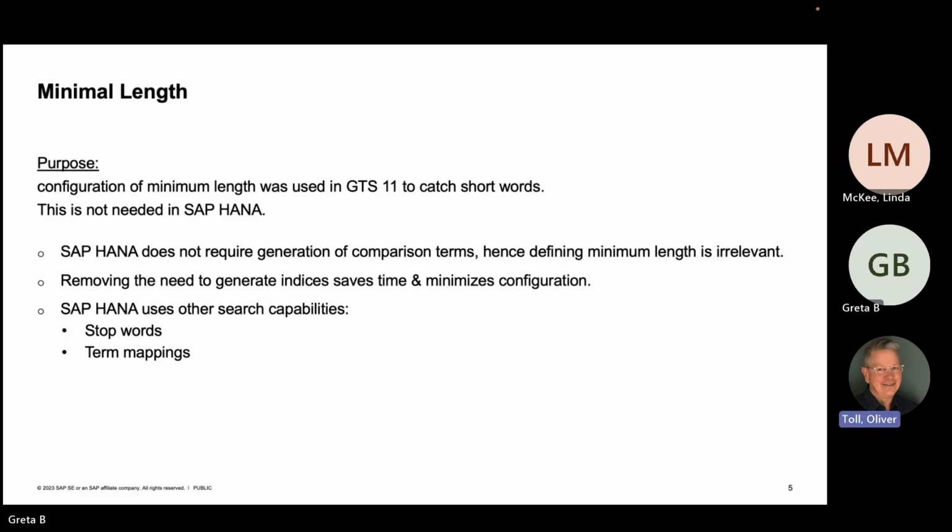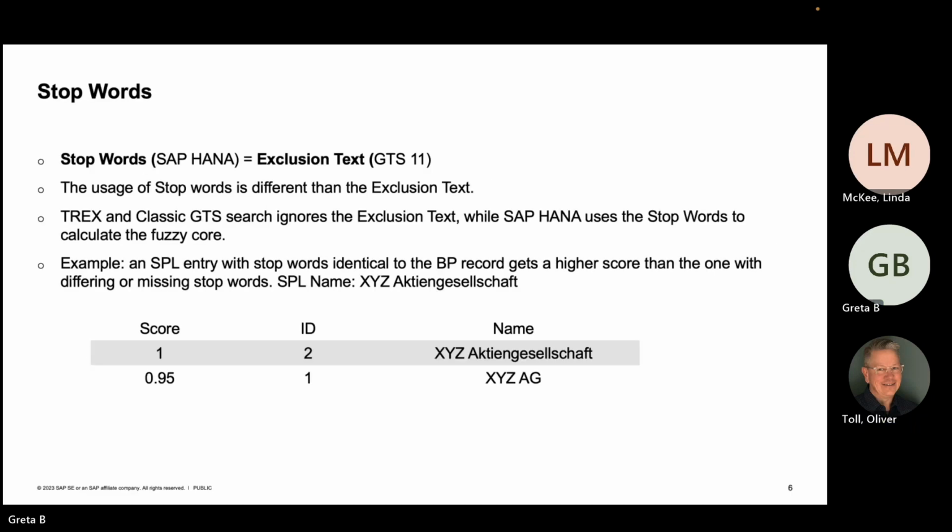Yes, I think now it's your turn about the stop words. Sure. Thank you, Oliver. So in GTS Edition for HANA, the exclusion text functionality is replaced with stop words. Although both the exclusion texts and stop words are considered while the search is carried out, the stop words, however, influence the final result in SAP GTS Edition for HANA. This means that when the HANA algorithm performs a search, records with matching stop words get a higher score than the records with differing or missing stop words.